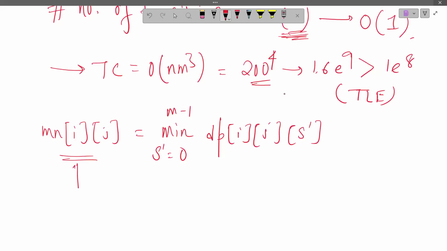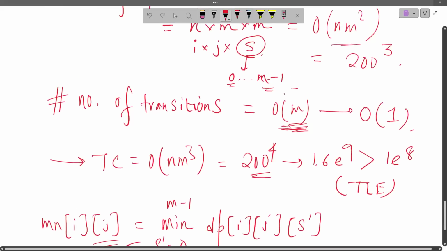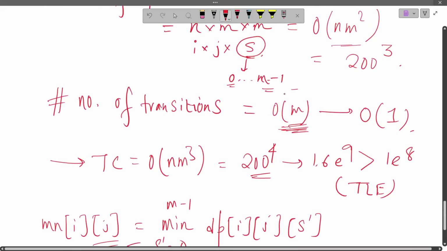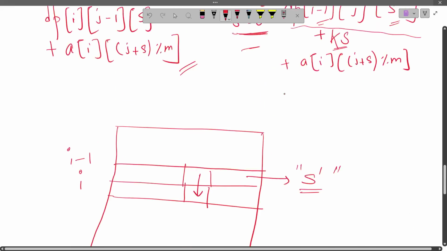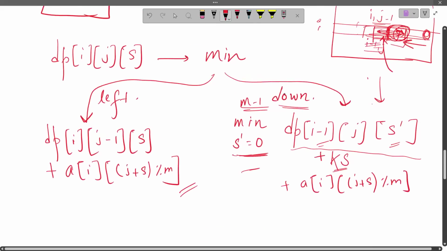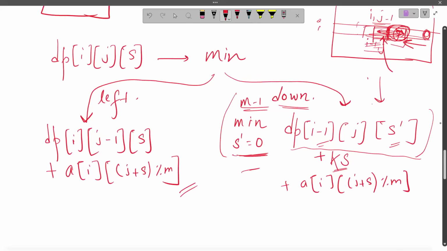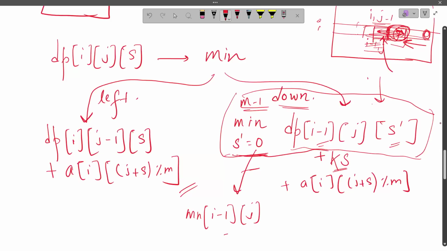So we maintain this mn array. Whenever we calculate the dp i j s, we take the minimum with mn i j on the fly during the dp transition. Or what we can do, we are also computing mn i j along with dp i j during the transitions itself. So if we do this, the best part is we do not need to loop during the transitions. We can just replace this entire thing with mn i minus 1 j, and the transitions will work.